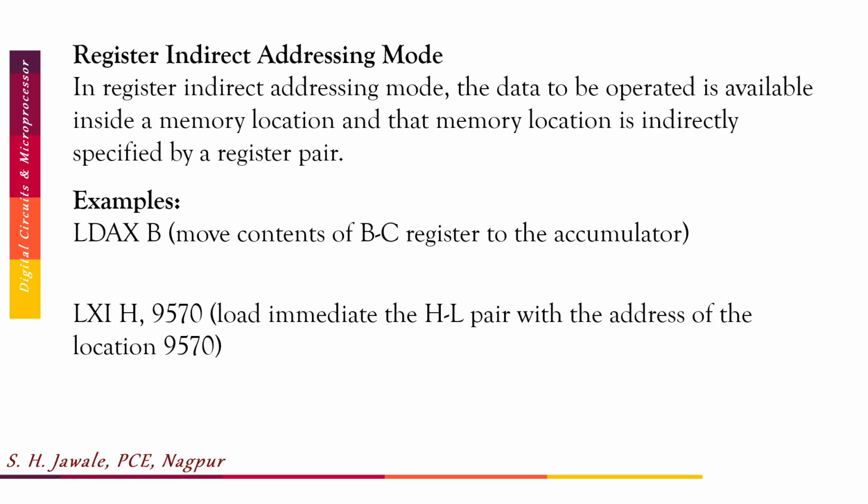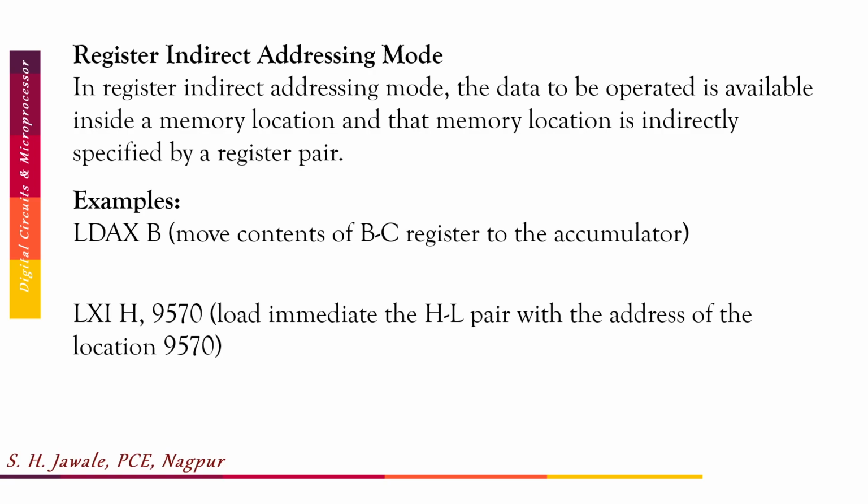Next is the register indirect addressing mode. In register indirect addressing mode, the data to be operated on is available inside a memory location and that memory location is indirectly specified by a register pair. It means whatever data is required to execute the instruction is present in memory, and the address of that memory is present in some register pair, and the name of that register pair is given along with the instruction.